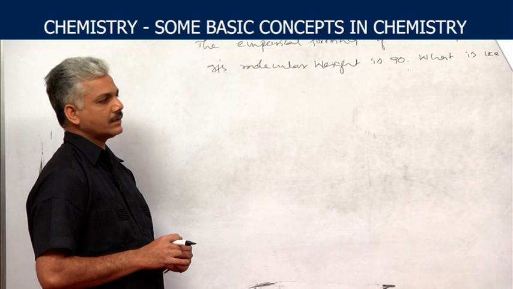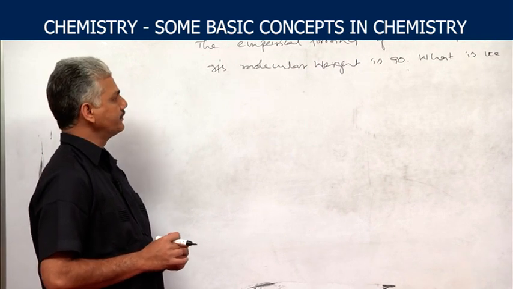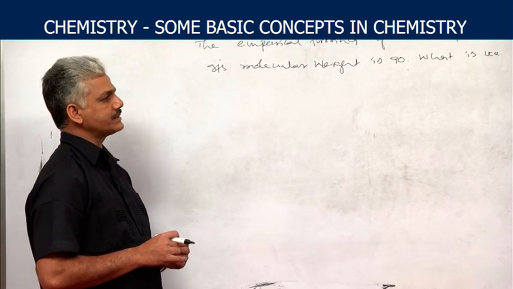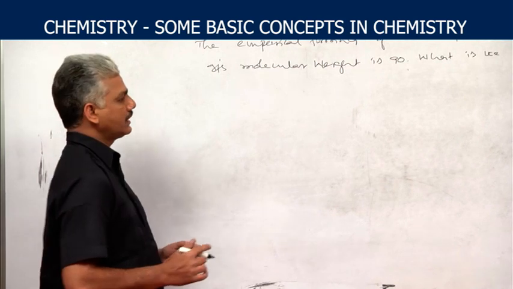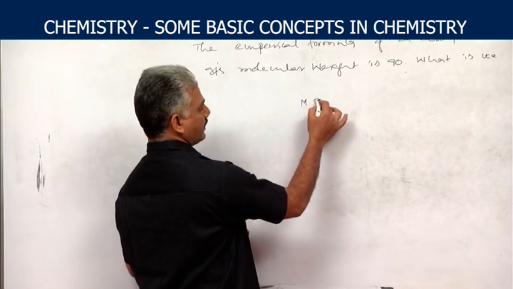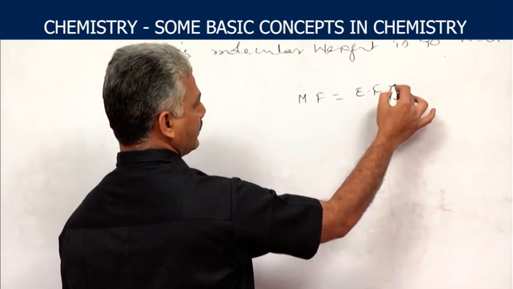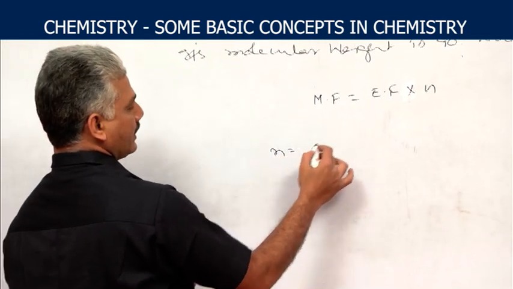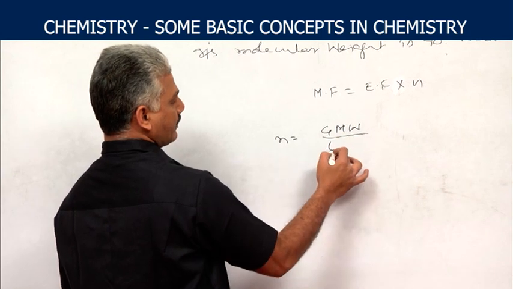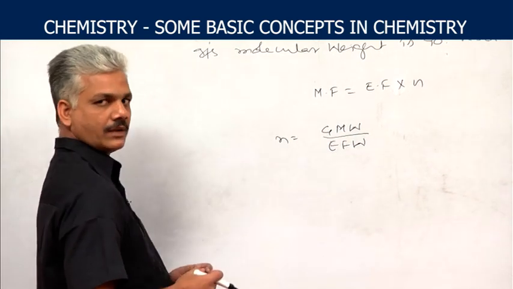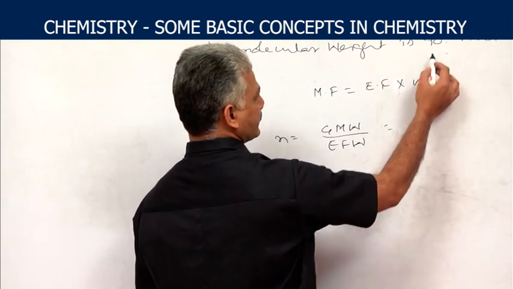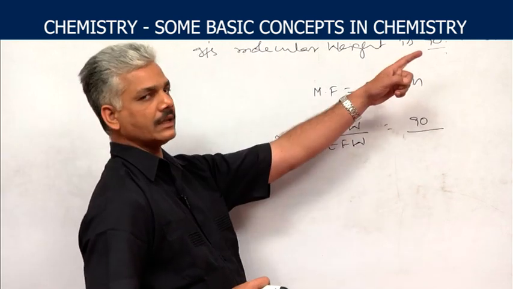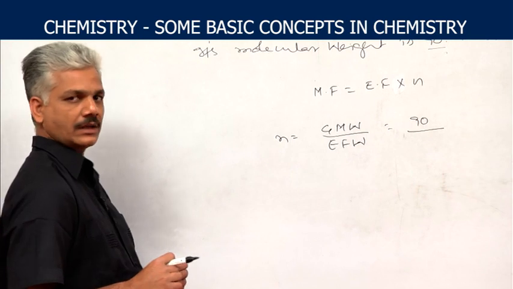The empirical formula of a compound is given as CH2O. It is mentioned that its molecular weight is 90. We have to find out what is the molecular formula. So, the relation to be used is molecular formula is equal to empirical formula into n factor. This n factor can be calculated by using the relation gram molecular weight by empirical formula weight. Gram molecular weight is specified as 90. Empirical formula weight we have to calculate from the empirical formula just like molecular weight.